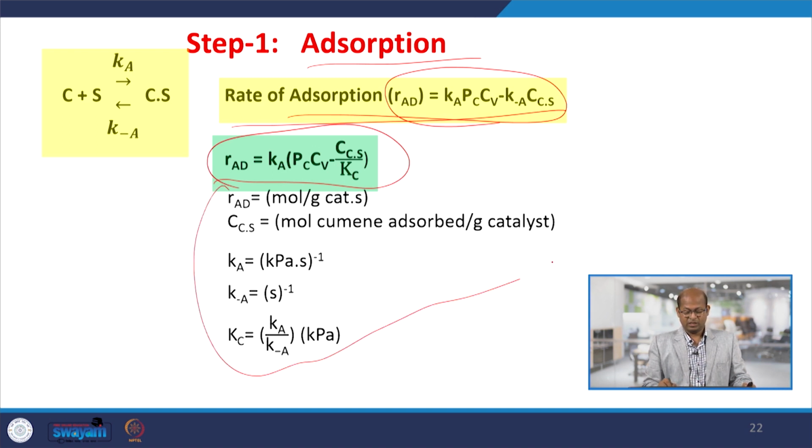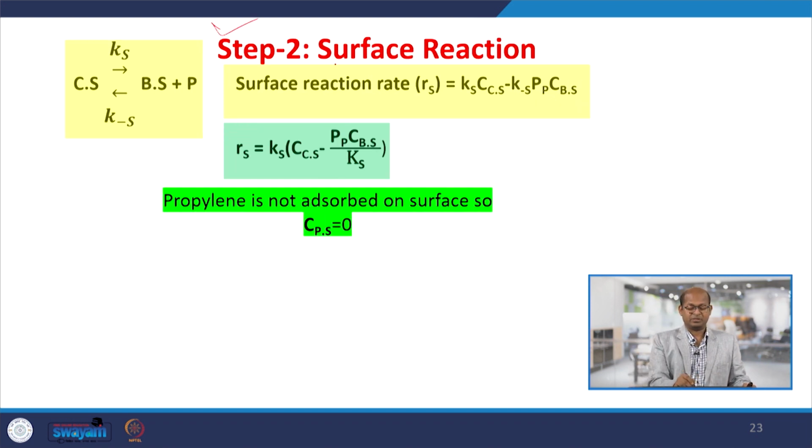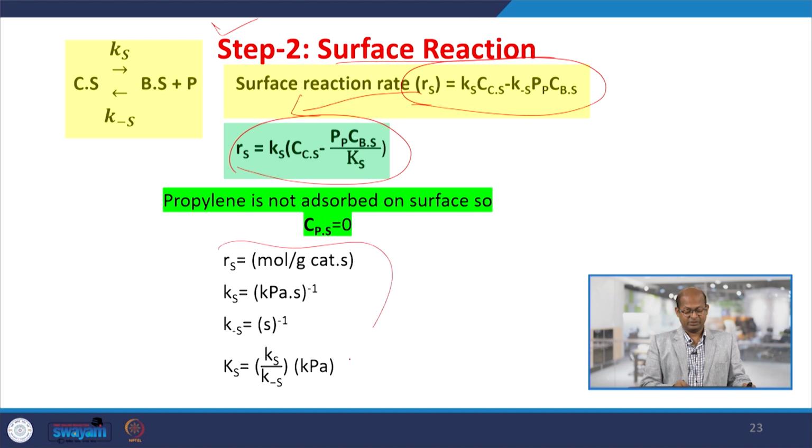What are the other parameters expressed here? RAD is the rate of adsorption, and CCS is the moles of cumene adsorbed per gram of catalyst. This is the forward and backward rate constant, and this is the overall equilibrium constant. Now the surface reaction step: similarly, we can write the surface reaction rate this way, with the corresponding forward and backward rate constants and the overall equilibrium constant.